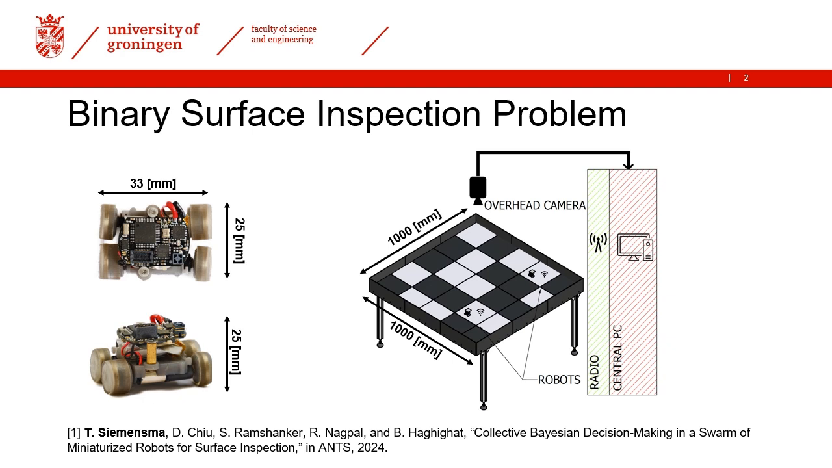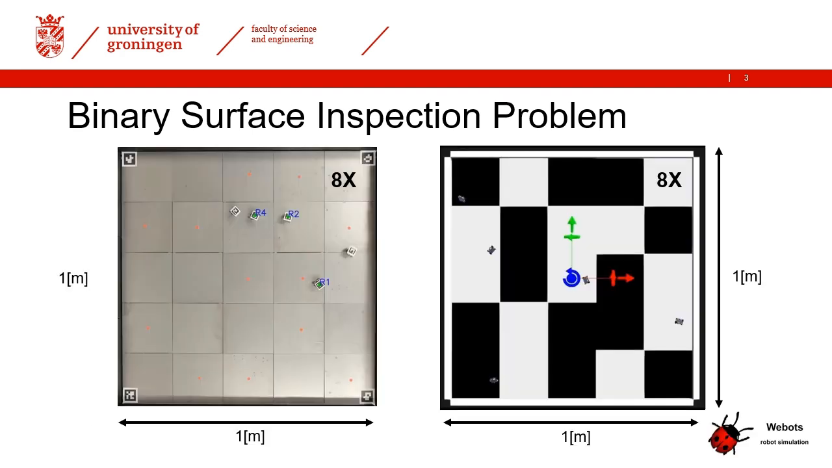The surface consists of vibrating and non-vibrating tiles, shown here in black and white. The goal of the swarm is to classify the surface as majority vibrating or majority non-vibrating.